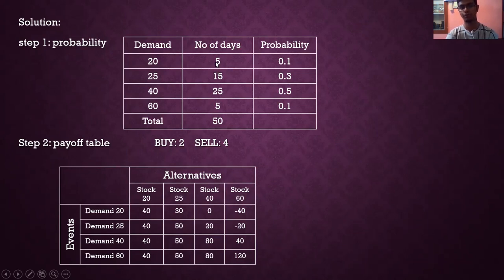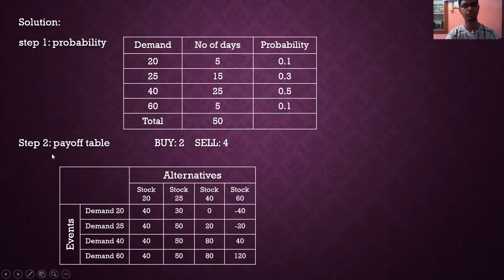So the first step is to find out the total. 5 plus 15 plus 25 plus 5 will give us a total of 50. After getting this value, we have to divide. So 5 divided by 50 will give us 0.1. 15 divided by 50 will be 0.3. 25 divided by 50 will give us 0.5. Then 5 divided by 50 will give us 0.1. So these are the probability values which we got.